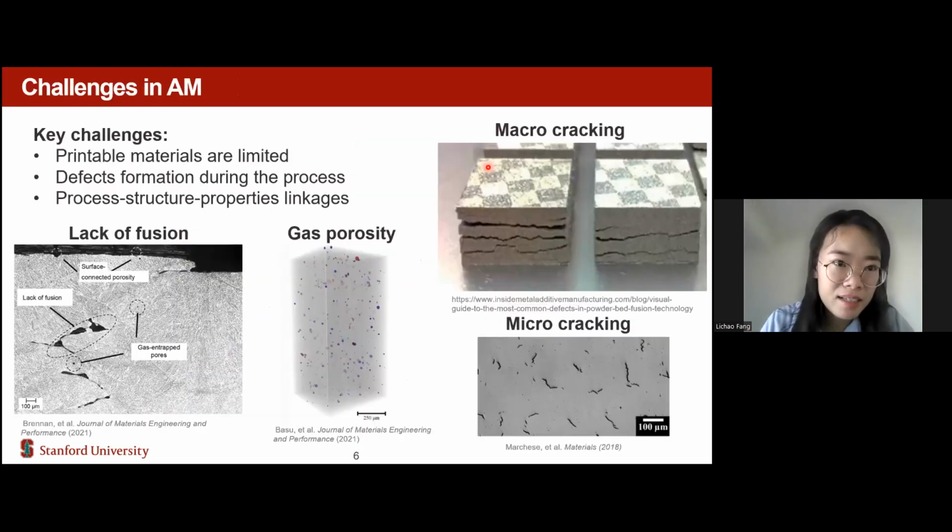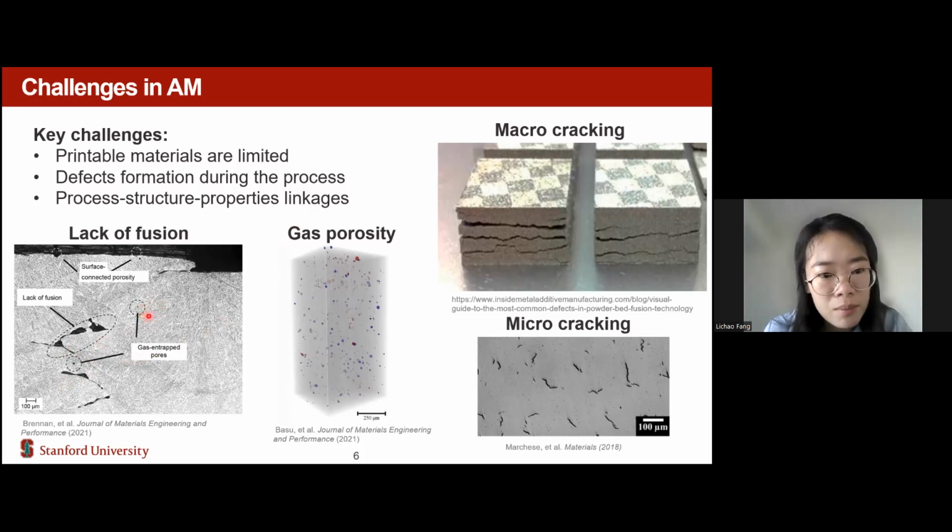However, there are many challenges in metal additive manufacturing. For example, the printable materials are very limited. That means not all metal alloys can be printed in metal additive manufacturing, since some will not print with perfect mechanical properties. And also there will be some defects formed during the process, for example, lack of fusion, gas porosity, and cracking. As we can see in this figure, there are some very irregular dark pores. That is due to some of the metal not being fully melted, so that is because of the lack of fusion.